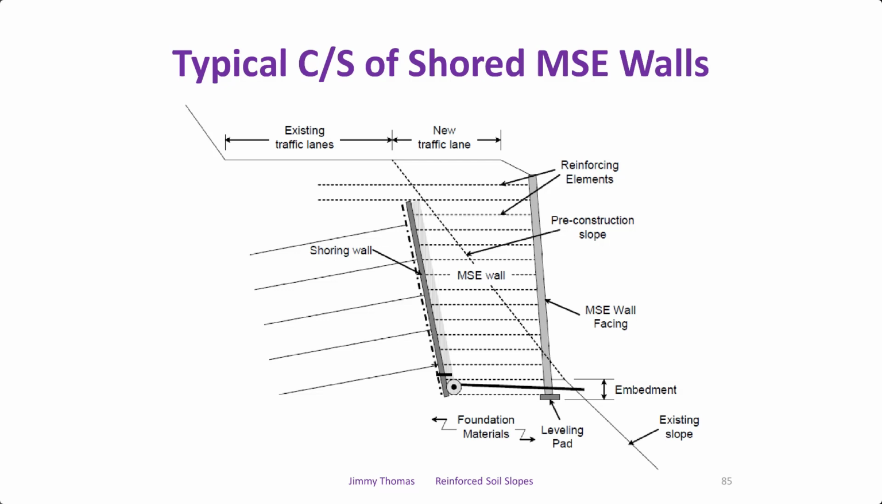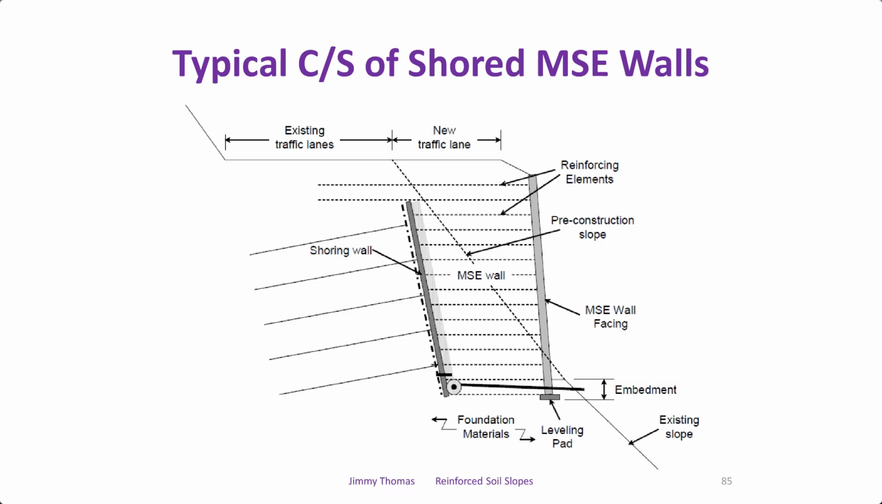So in this case, we have another option. We go for something known as a shored MSE wall. MSE is mechanically stabilized earth, the same as reinforced soil. In the US, they call it MSE. Here, we can go with a lower reinforcement width. What we do is excavate this, then do soil nailing. This is the shoring.